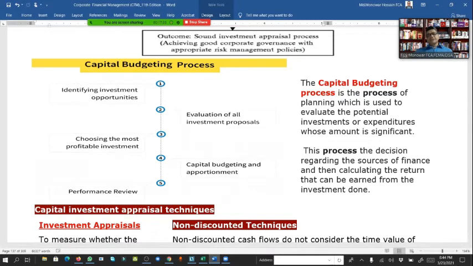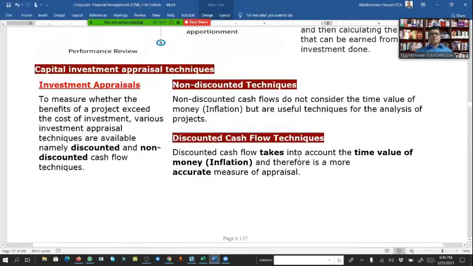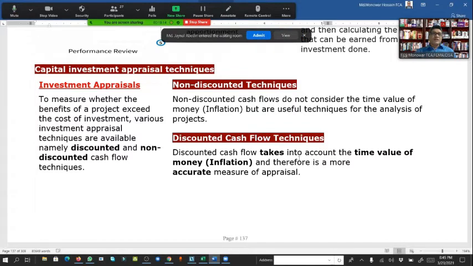The capital budgeting process is the process of planning which is used to evaluate potential investments or expenditure, basically fixed expense whose amount is significant. This process is a decision regarding the source of finance and then calculating the return that can be earned from the investment done. Investment appraisal measures whether the benefit of a project exceeds the cost of the investment.